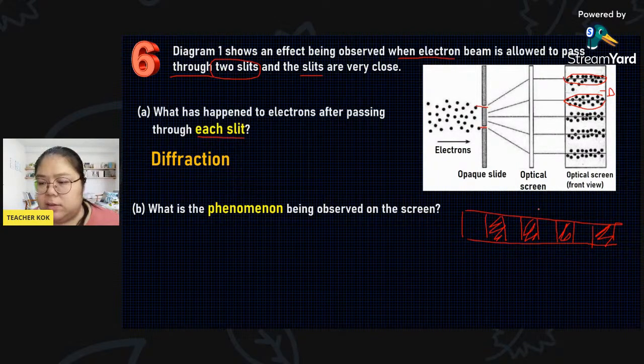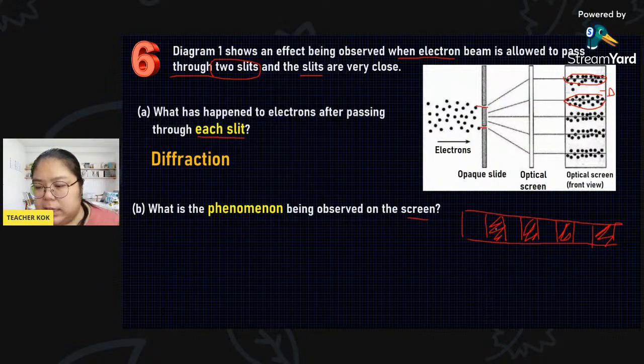Okay, Jaya can answer or not? This one is what phenomenon? Okay, so you can see the number 1A and B is different. This one they ask every slit. This one they ask screen. Okay, the phenomena from the screen you observe. So this one is what phenomenon? Okay, answer please.